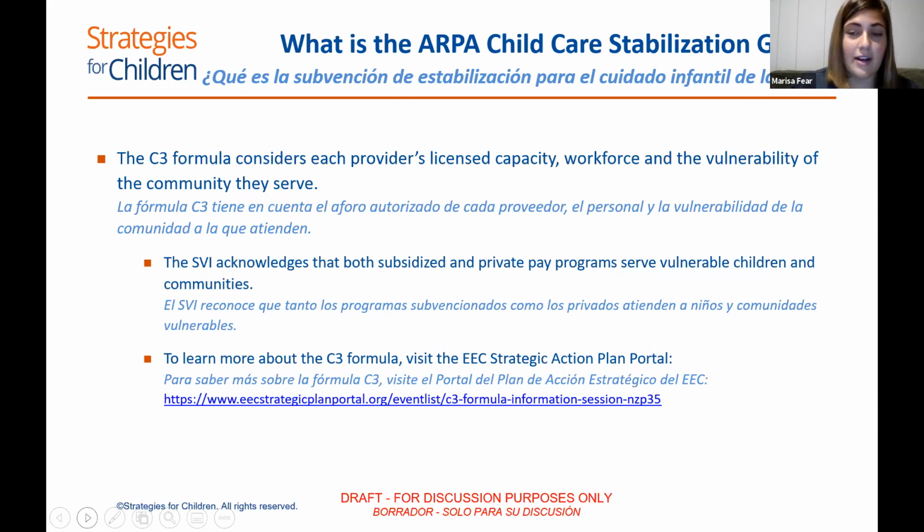You can watch, they have it in English and in Spanish, and you can see the formula development team go through specific examples of how this formula would work in different program types. So if you're in a large center or a small center, a family child care program with an assistant, a family child care program without an assistant, it shows you how the formula might work for each of these programs.